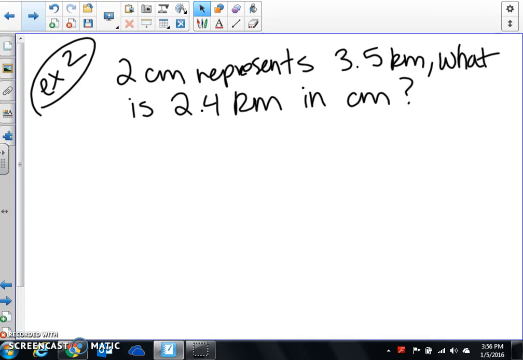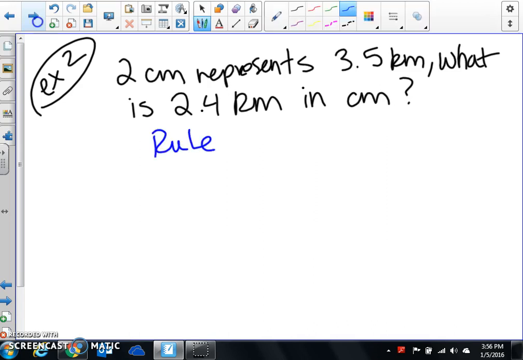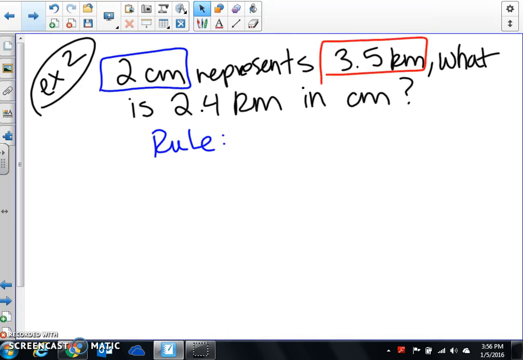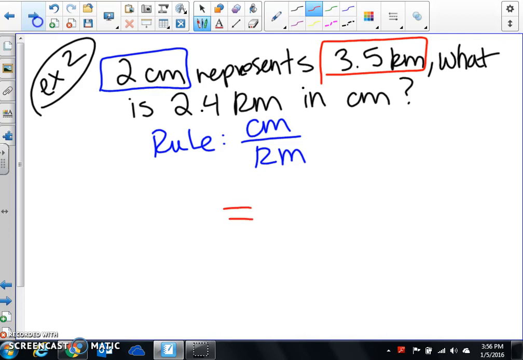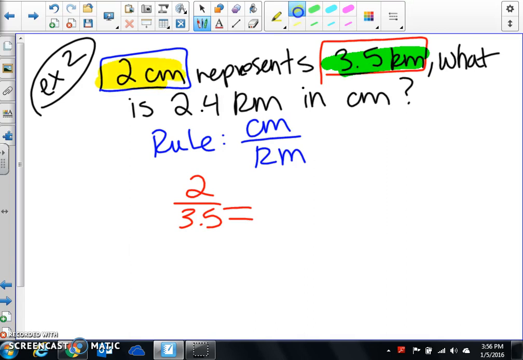Okay, so we go ahead and we write our rule. So our rule is centimeters over kilometers, because that's what we're talking about. Now I go ahead and write my proportion. So 2 centimeters, centimeters on top, for every 3.5 kilometers, right? This is what I'm looking at: 2 centimeters over 3.5 kilometers.